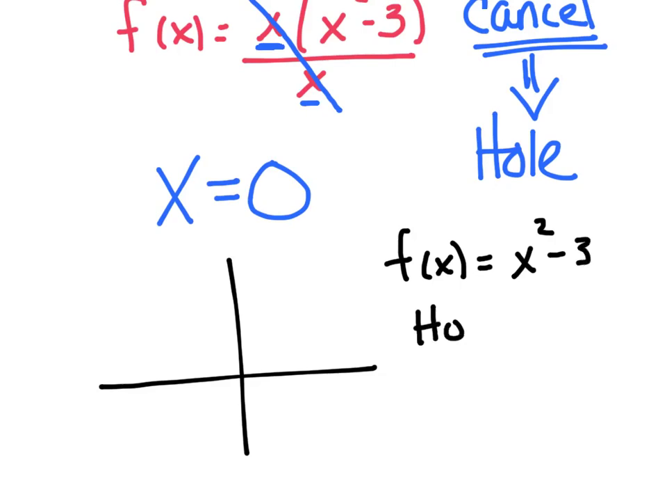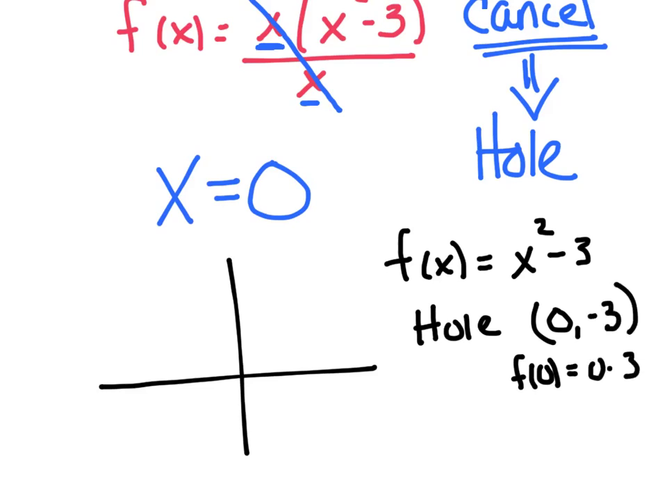And I know I have a hole at some point. I know the x value is 0. I can easily get the y value by substituting in f of 0. So I would get 0 minus 3, which is negative 3. So I'm going to start with my hole and plot that point first. I'm going to go 0, negative 3, and literally put a hole in your graph. Not a closed point, but a hole.